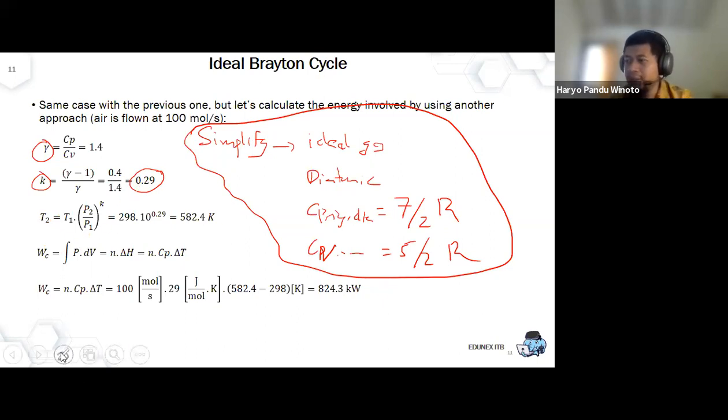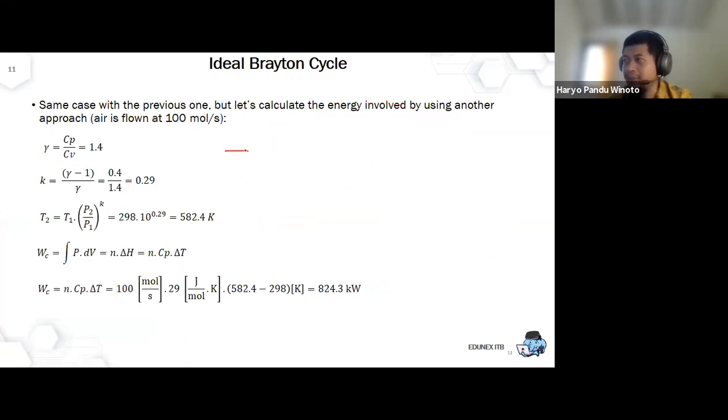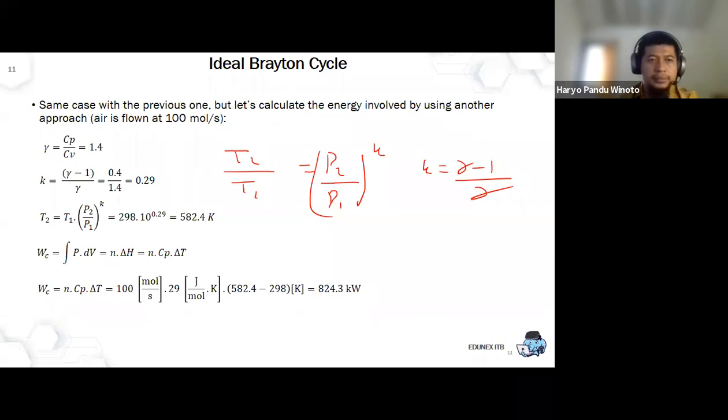Let me remind you, T2 over T1 is equal to (P2 over P1) to the power K, and K is equal to (gamma minus 1) over gamma. You still remember this one? Yes, sir.